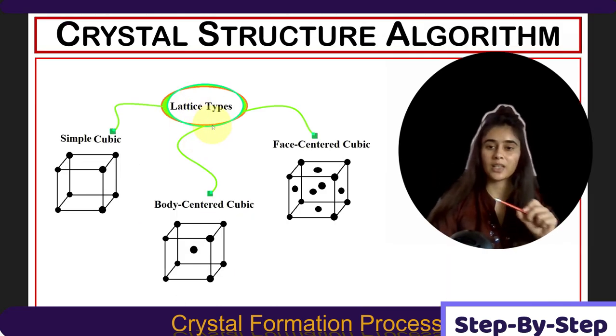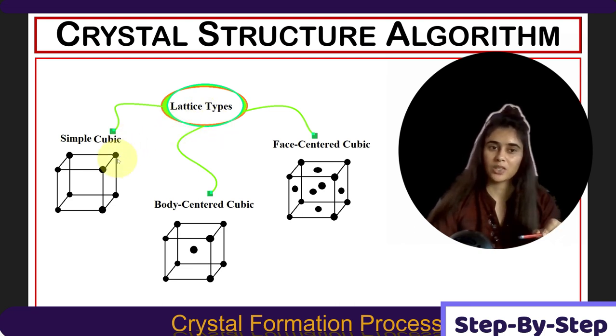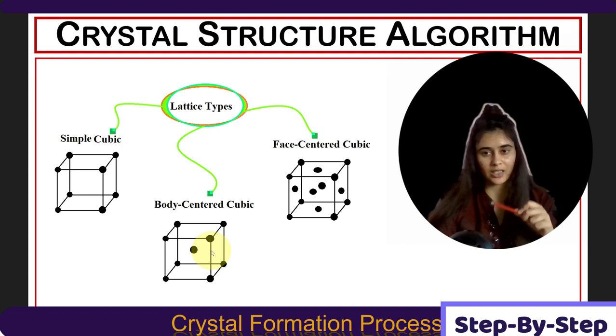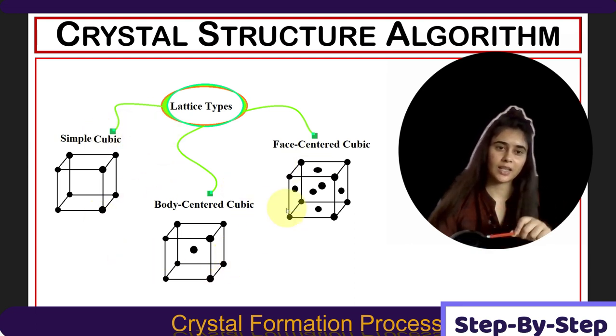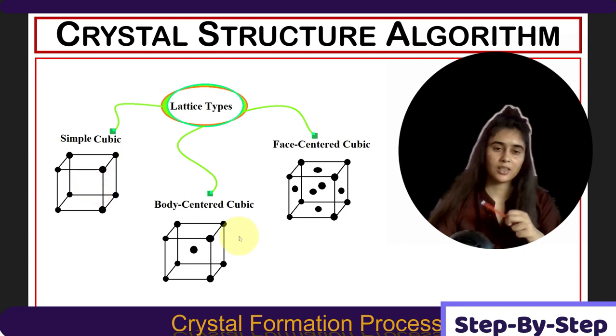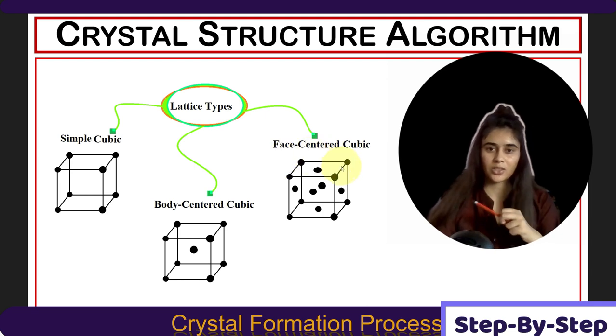Now you can see we have different lattice types. Different lattice types means we have different ways in which atoms, molecules or ions can be arranged to form crystals. So we can arrange the atoms or molecules or ions in different arrangements and form different shapes for the crystals. So that is why we have different types of lattice. For example, you can see we have three different types of lattice. First, simple cubic. Second, body-centered cubic. And the third one, face-centered cubic.